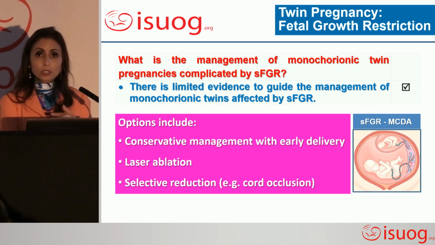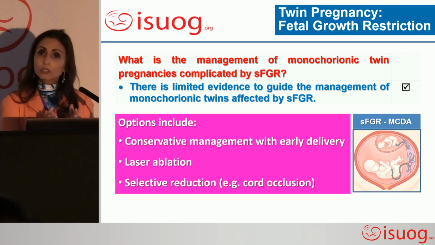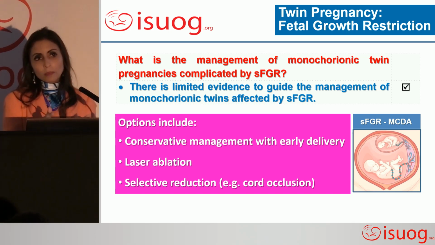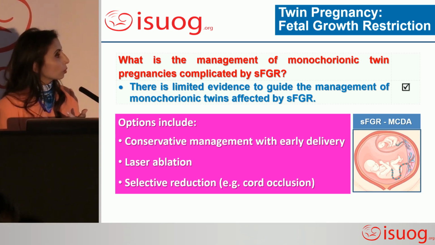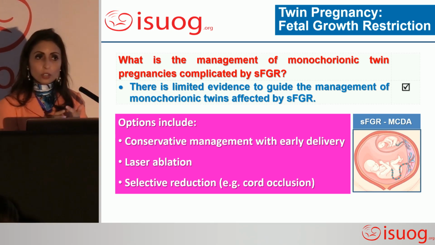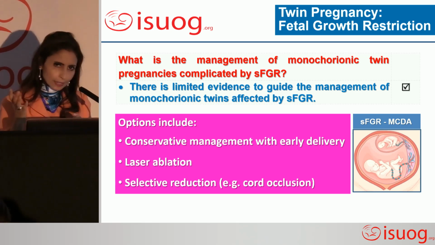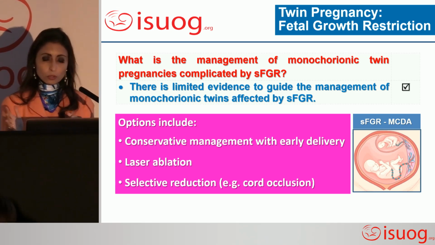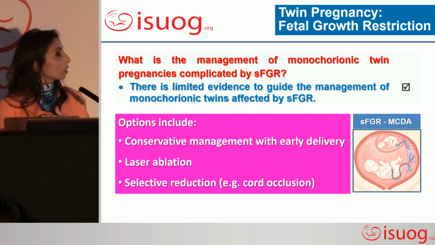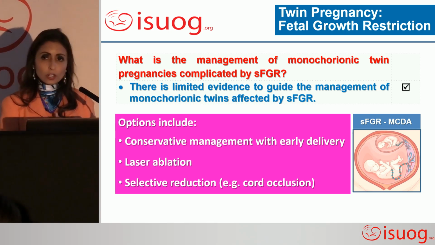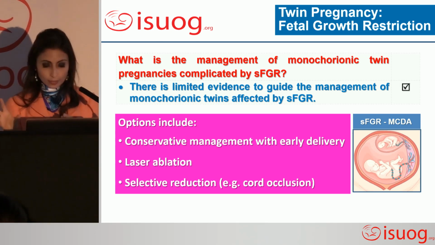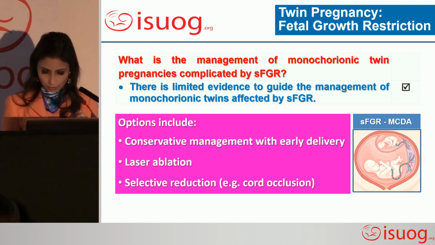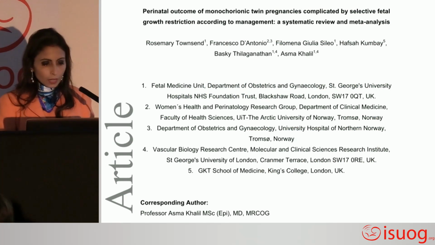And therefore, there's only three options. Option number one, just to monitor and not do any intervention, but likely to deliver early. Option number two, doing active fetal intervention in the form of laser, which technically tends to be quite difficult, not easy, not straightforward. And the third option is to do selective termination or reduction of the smaller baby, often by cord occlusion, but also you could use other methods like what we discussed yesterday.